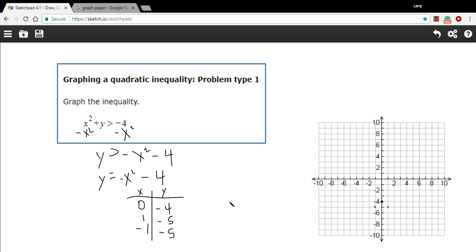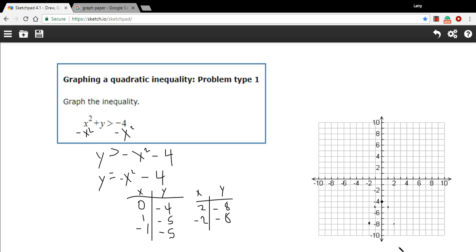And let's just try, I'll extend this here. Let's just try 2 and negative 2 as well. Of course, these are going to both result in the same y value. So if we put a 2 in here, I've got 2 squared, that's 4. Negative 4 minus 4 is negative 8. So we have the points 2, negative 8, and negative 2, negative 8. So that would be here and here. So you can see the shape of the downward opening parabola there.